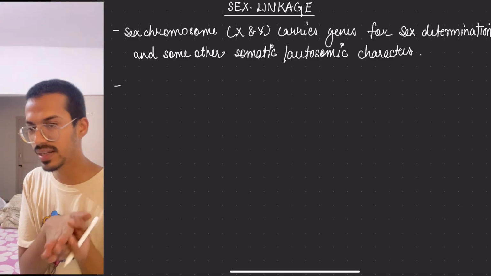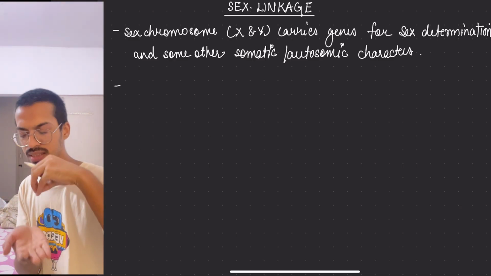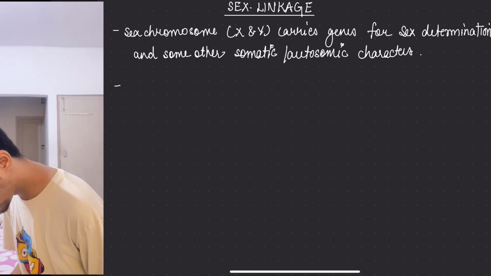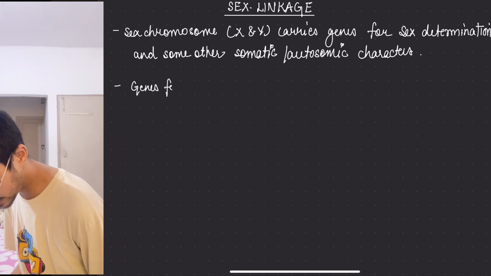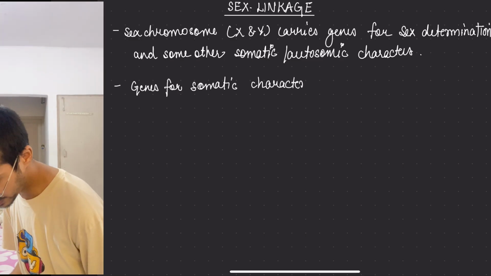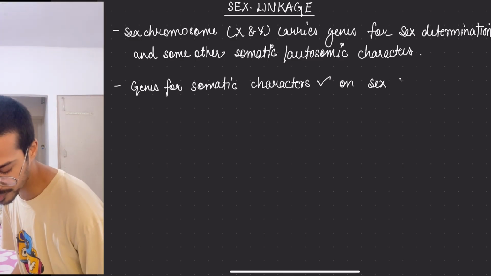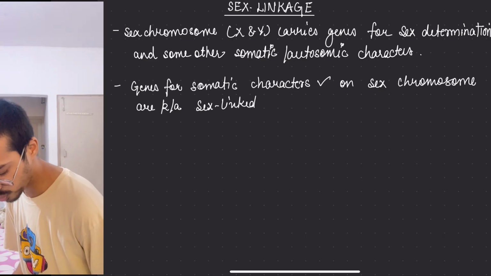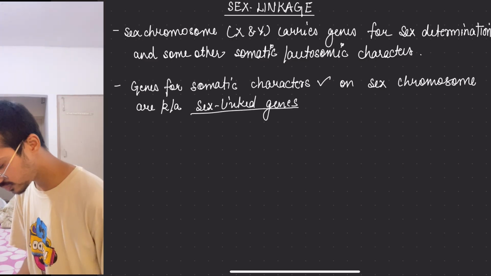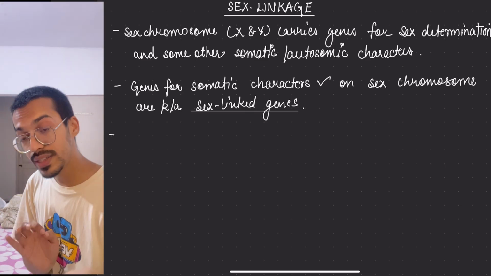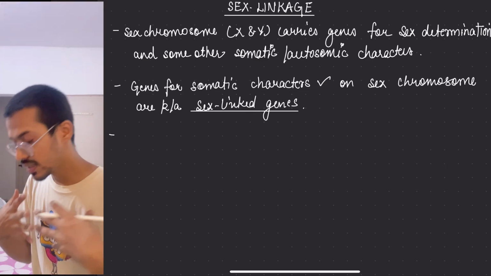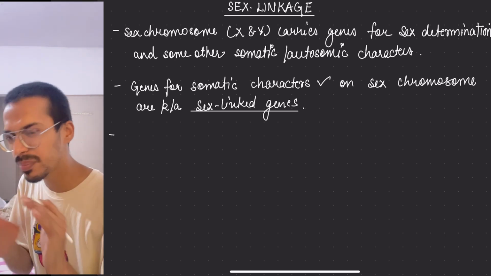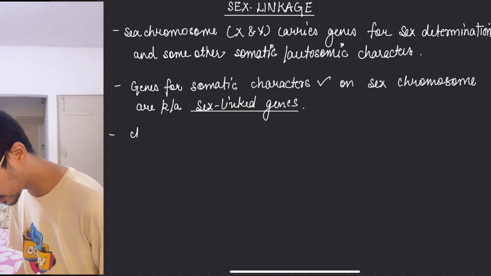Now, genes for somatic characters which are present on the sex chromosomes are called sex-linked genes. Okay, so genes for somatic characters present on sex chromosomes are known as sex-linked genes. Now, the characters which are controlled by the sex-linked genes are termed sex-linked characters. Okay, very simple terminologies.